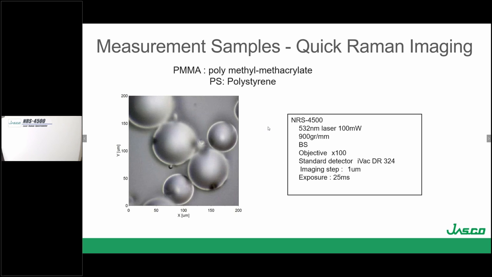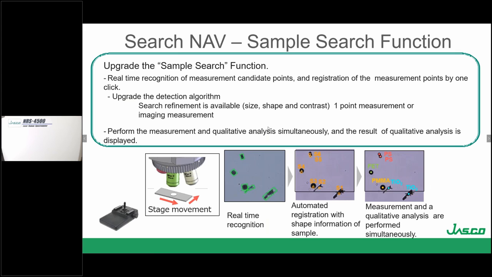The second measurement that I'm going to be performing is the advanced sample search. For this technique, I'm going to be using the same samples, but I'm going to move to a location where I have some TiO2 particles. I'm going to use this technique to easily identify and measure different particles, and they're going to be identified while the measurement is done, like you can see in the lower part of the slide, where it says the measurement and qualitative analysis are performed simultaneously. When the measurement is done, we are going to be able to identify the particles, because I'm going to upload a database that already has the different Raman spectra.